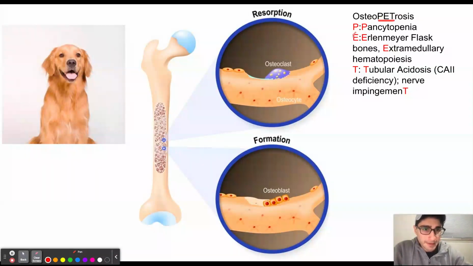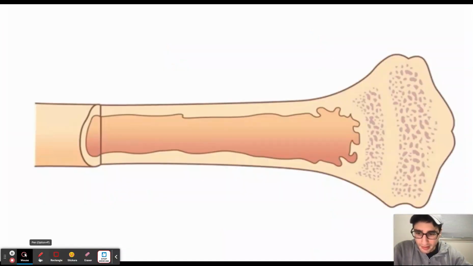PET. So P is going to stand for pancytopenia, which is something that patients with osteopetrosis can get. Pancytopenia refers to low red blood cell levels, white blood cell levels, and platelets. So remember that bone marrow is going to be making these cells. And because the dense bone is going to move into the bone marrow area, it is going to disrupt the bone marrow. And so that is going to cause pancytopenia.